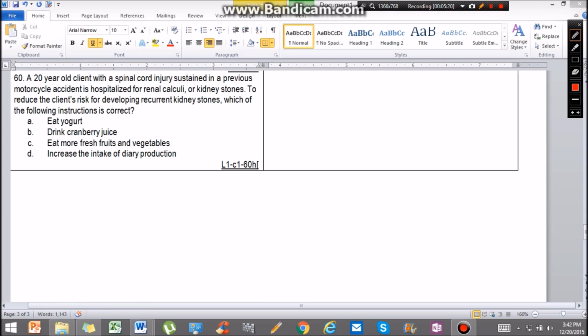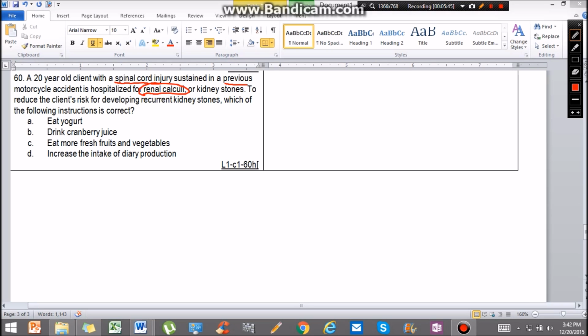Number 60. A 20-year-old client with a spinal cord injury sustained in a previous motorcycle accident was hospitalized for renal calculi or kidney stones. To reduce the risk for developing recurrent kidney stones, which of the following instructions is correct? A. Eat yogurt. B. Cranberry juice. C. Eat more fresh fruit and vegetables. Or D. Increase the intake of dairy products.